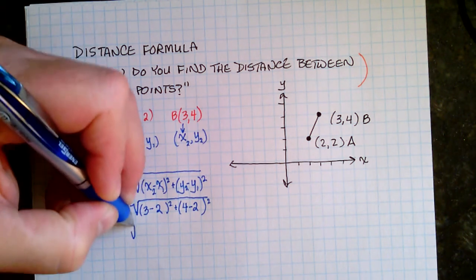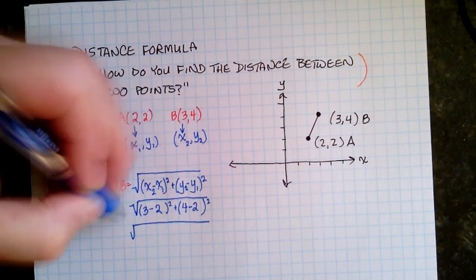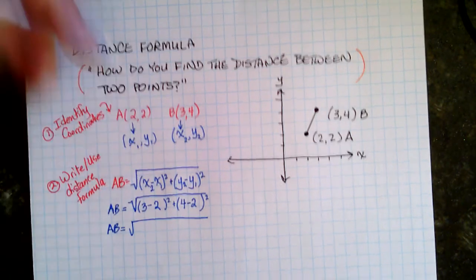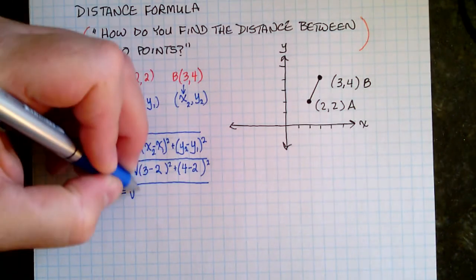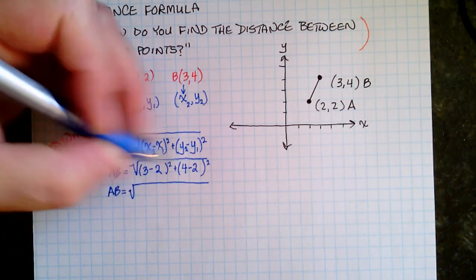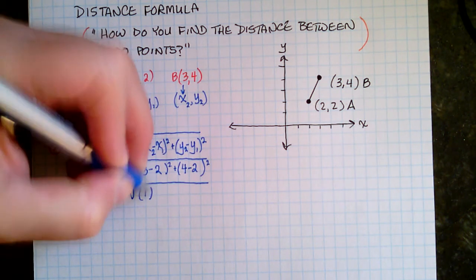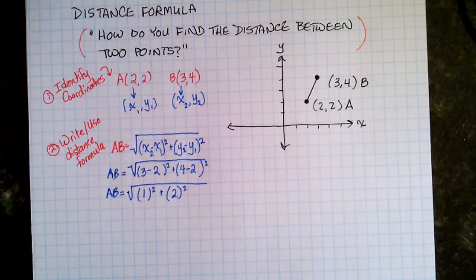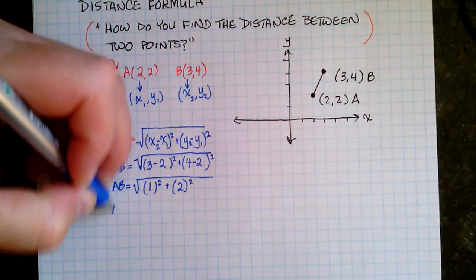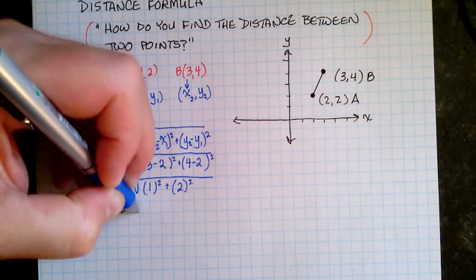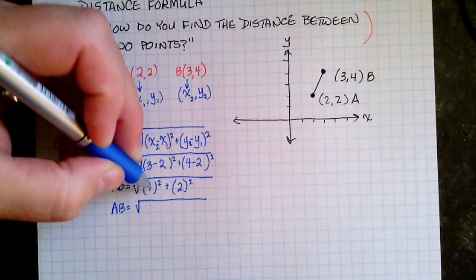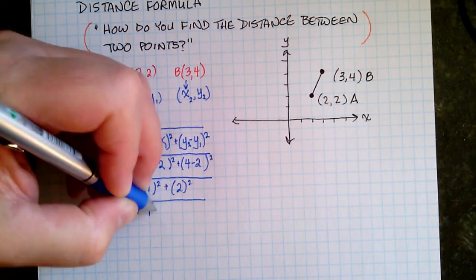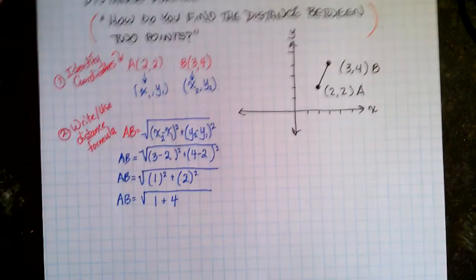And then you simplify using the order of operations. Again, we're still finding the distance from A to B. Okay? So when I simplify inside the parentheses, I get the square root of 1 squared plus 2 squared. Continue to use the order of operations. This can be simplified. Remember, when you square a number, it makes it positive. So 1 squared would just be 1, plus 2 squared would be 4.